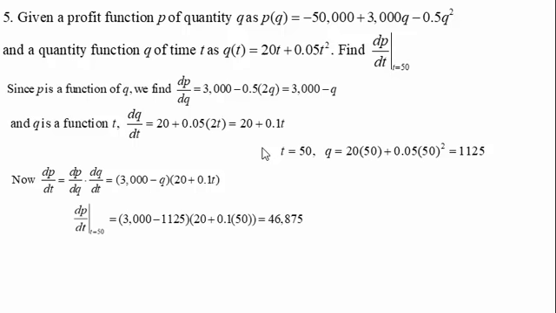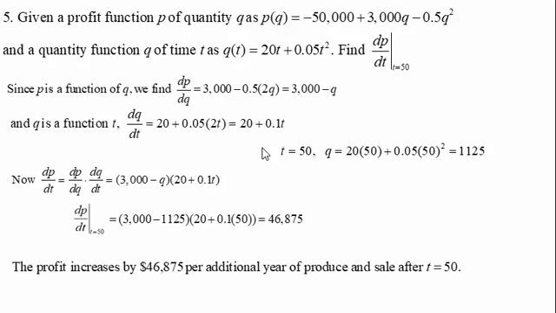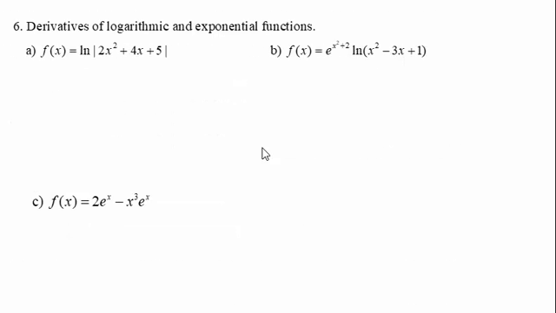And you get $46,875. So the explanation will be the profit increases by $46,875 per additional year of produce and sell after t equals 50. Number 6. You have a logarithmic function.